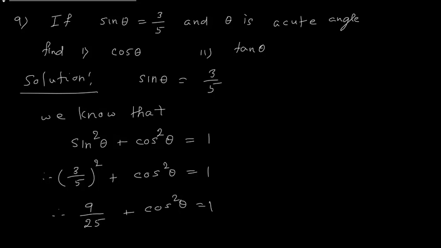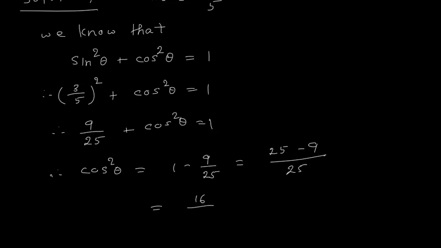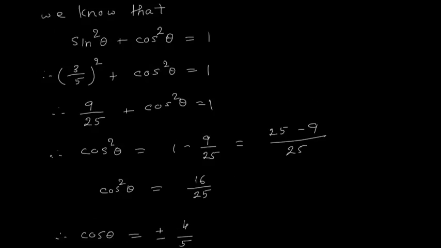That gives me the value of cos square theta. Therefore, I will get cos square theta is 1 minus 9 upon 25. So this is 25 minus 9 whole divided by 25. So 25 minus 9 is 16 divided by 25. This is cos square theta. Therefore, the value of cos theta is plus or minus, we will take square root, so I will get 4 upon 5. Now, I have two values of cos. One is plus 4 upon 5 or minus 4 upon 5.